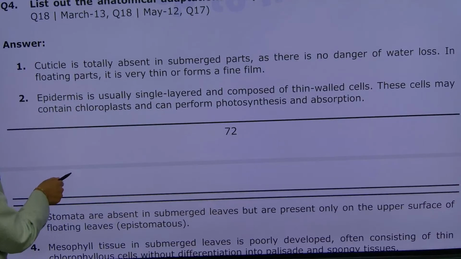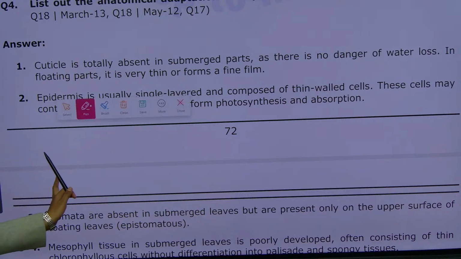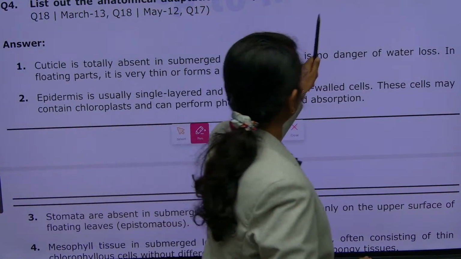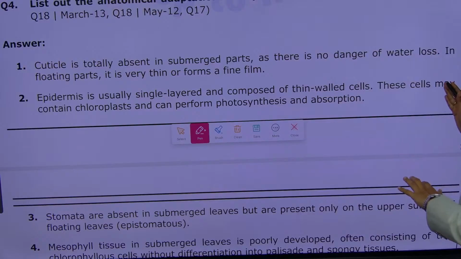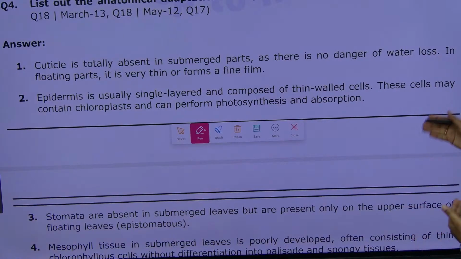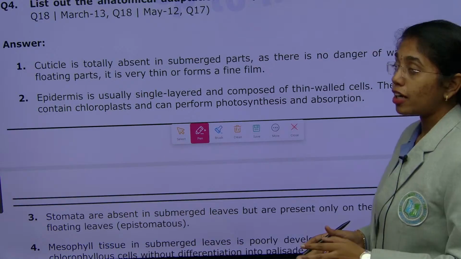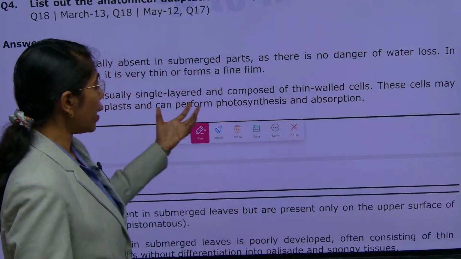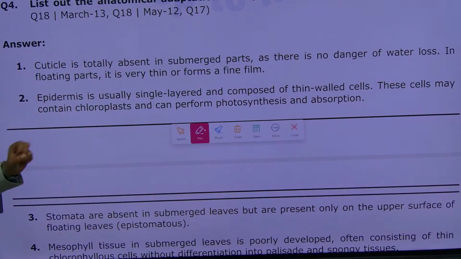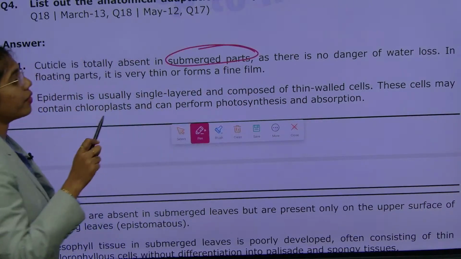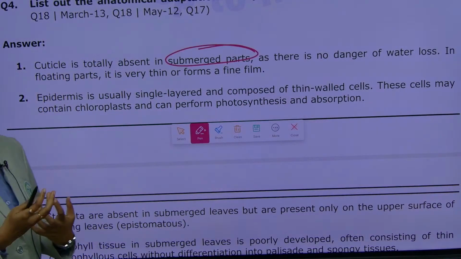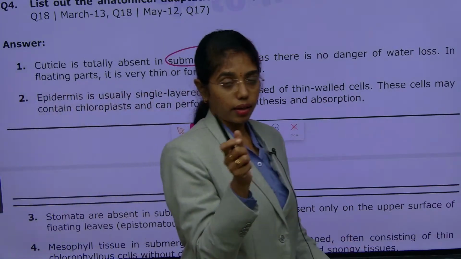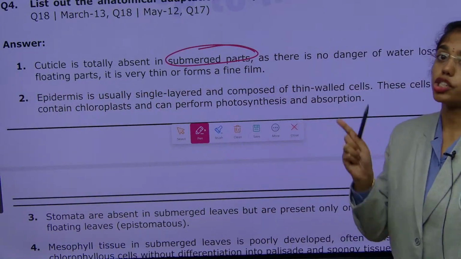Now, list out the anatomical adaptations of hydrophytes. So if you see here, the anatomical adaptations, quite a times asked question, like if you see in August 2022, 2014 and 2013, like long back asked questions. Previously we have seen morphological adaptations, now anatomical adaptations. Cuticle is totally absent in the submerged plants because they should have free gaseous exchange into the plant and out of the plant. Free gaseous exchange should be there.